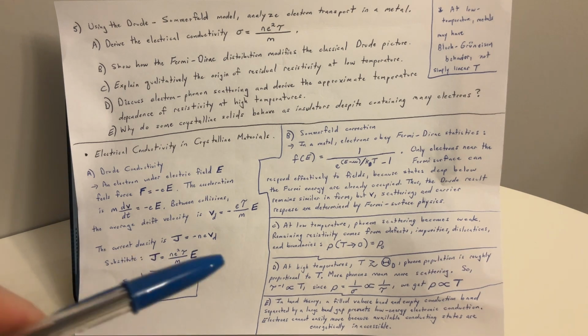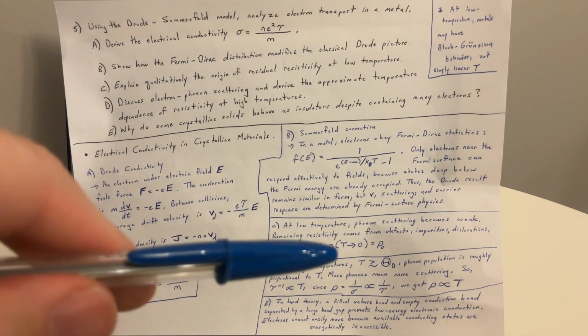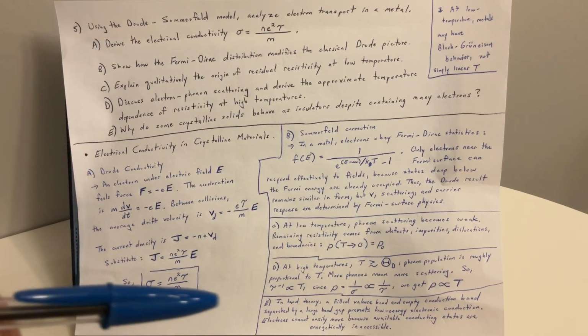scattering and carrier response are determined by Fermi surface physics. At low temperature, phonon scattering becomes weak. The remaining resistivity comes from defects, impurities, dislocations, and boundaries. We have ρ of T approaching 0 equals ρ naught.